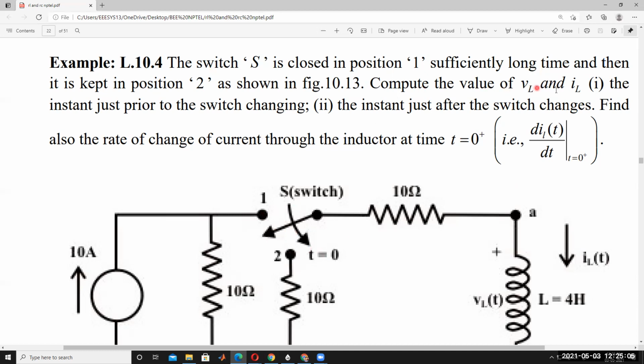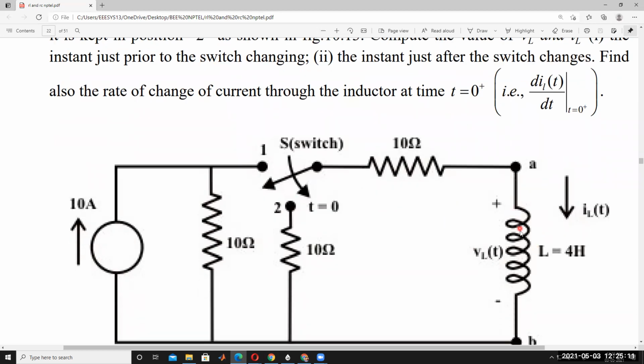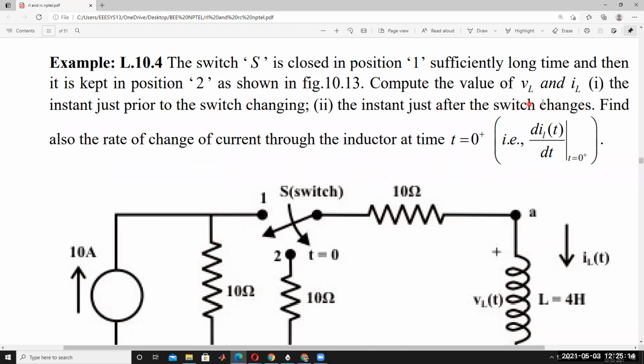Compute the value of VL, that is the voltage across the inductor, and IL, the current flowing through the inductor, at the instant prior to the switch changing and the instant after the switch changes. That means at t equal to 0 minus, what are VL of 0 minus and IL of 0 minus? At t equal to 0 plus, what are the voltage across the inductor VL of 0 plus and IL of 0 plus? Also find the rate of change of current through the inductor at t equal to 0 plus, that is dIL of t by dt at t equal to 0 plus. This is the question.